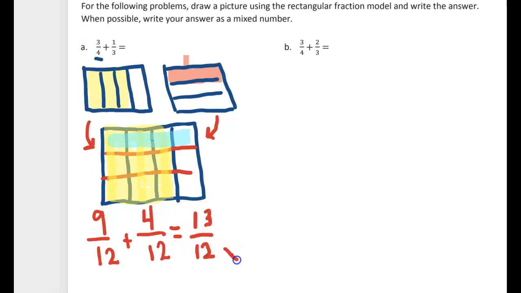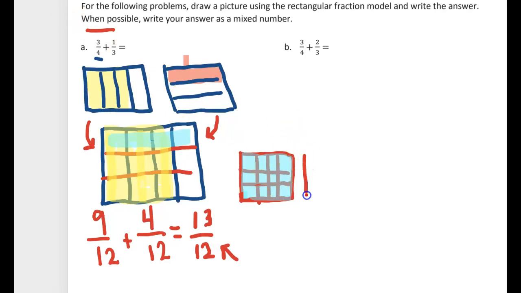Now, this is an improper fraction. And it says, when possible, write your answer as a mixed number. So because I have an improper fraction, I automatically know I'm going to need a mixed number. Okay, so I'm going to draw another model here, just like this one. And my denominator is 12. So I know that there are going to be 12 units in this one. So there's my 12 units. And I know 12/12 is 1 whole. So I'm going to shade this whole thing because I've got 12. I know I've got 12 because I've got 13 over 12. So this is 12.